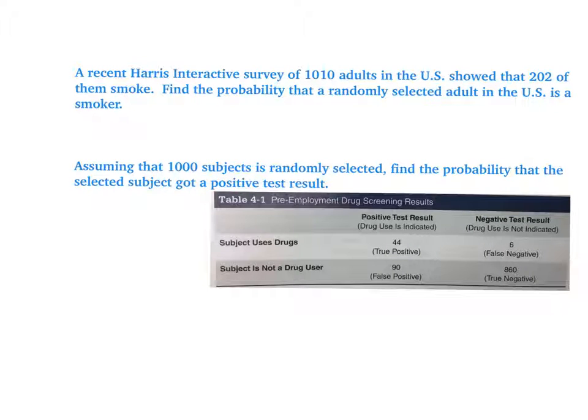Okay, let's try a few here. The first one says a recent Harris Interactive survey of 1,010 adults showed that 202 of them smoke. So this is the first type. We actually did a little experiment here, similar survey. 202 smoke. So find the probability that a randomly selected adult in the U.S. is a smoker. Well, we would just say it's 202 out of 1,010. That's going to be our estimate. And I believe that reduces down to 0.200.